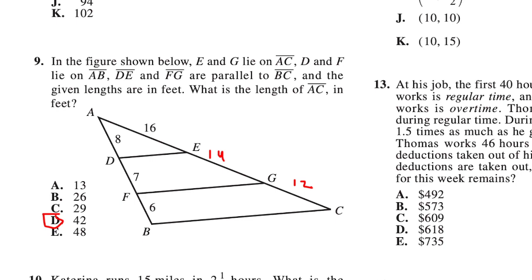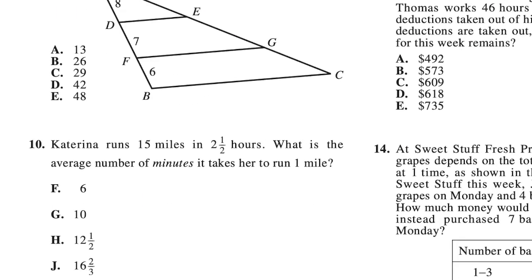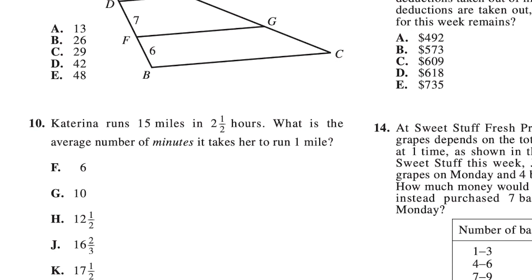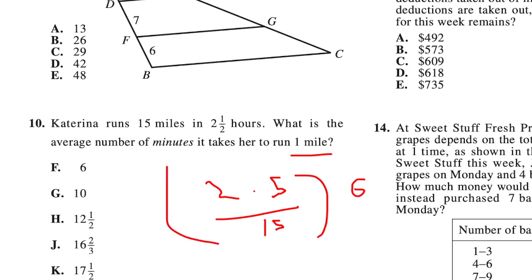Okay. Number 10. Katrina runs 15 miles in 2.5 hours. What is the average number of minutes it takes her to run a mile? So she took 2.5 hours for 15 miles. It's asking about 1 mile. We're going to divide that by 15. And then we're going to multiply this by 60 for the minutes. So you can think of this as 2.5 times what, 4? I guess we can believe that. 2.5 times 4 is 10. So number 10 is G.